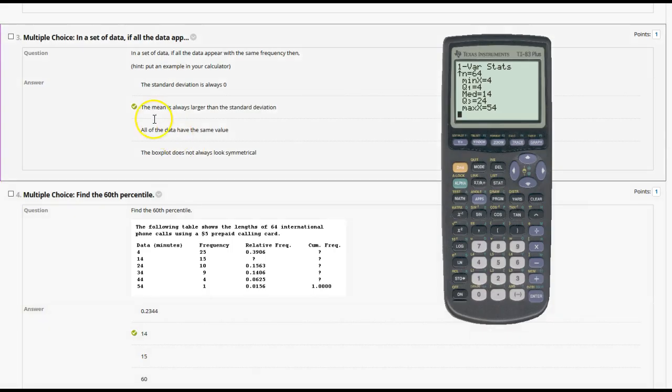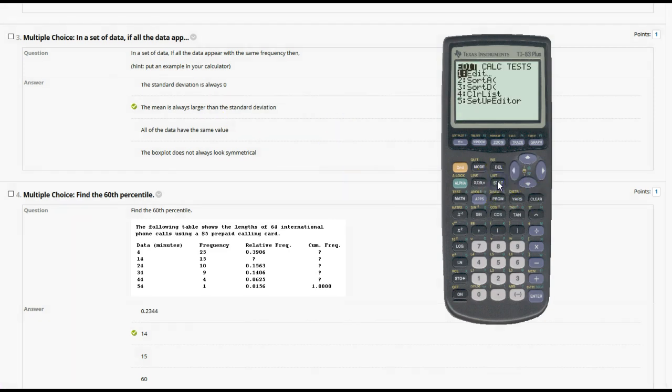Now let's take a look at number 3. It says, in a set of data, if all the data appear with the same frequency, then we have to pick which one is true. It says, hint, put an example in your calculator. So if we go back to the stat button, let's just go ahead and clear out our lists, L1, L2. So now we can go back and we want to edit.